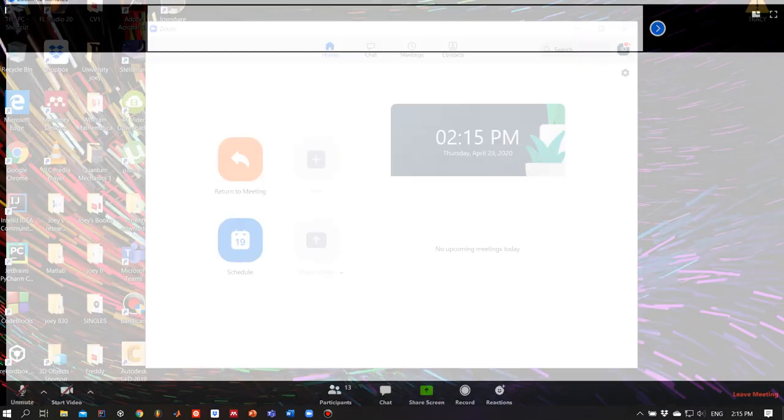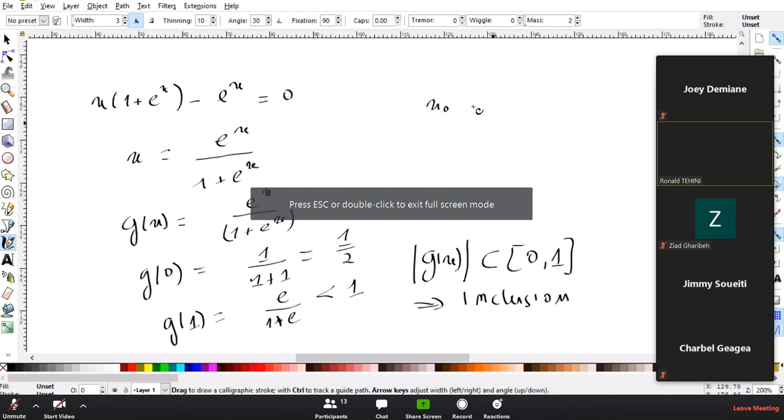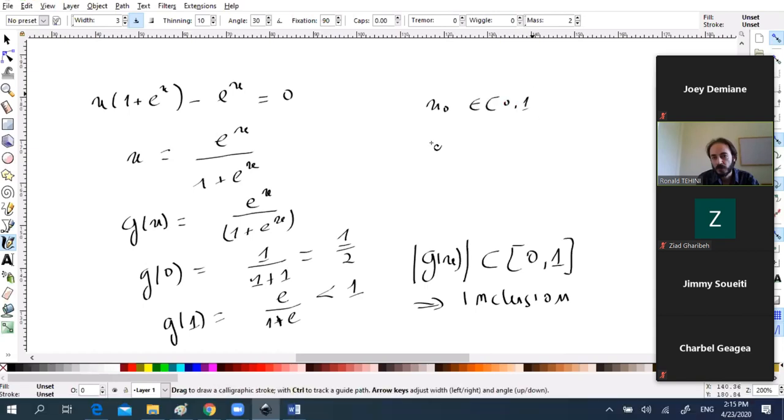If you take any x0 belonging to 0, 1, for example 0.5 or 0.2, and then you make xn plus 1 equal to g of xn, and x1 is equal to g of x0, x2 equal to g of x1, at the end you get closer and closer to the solution. If the conditions are satisfied, then this should converge towards the solution.